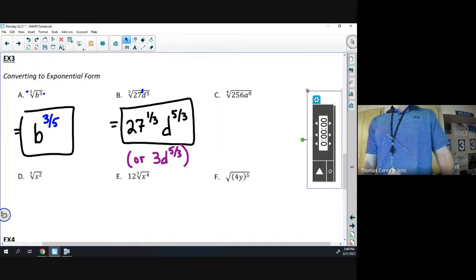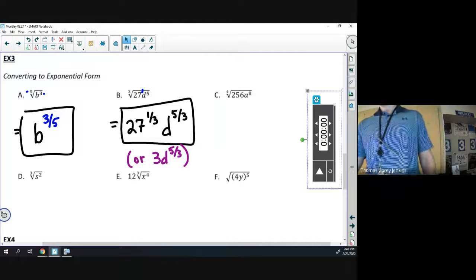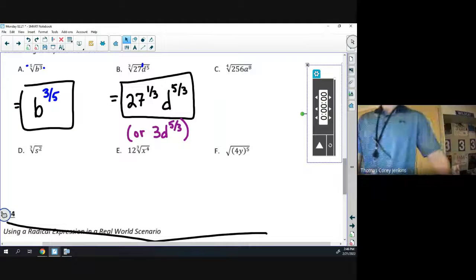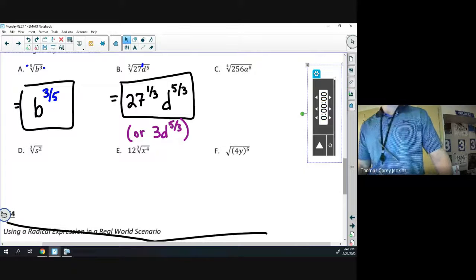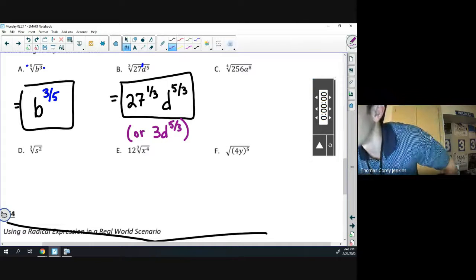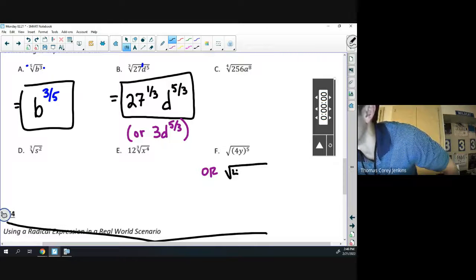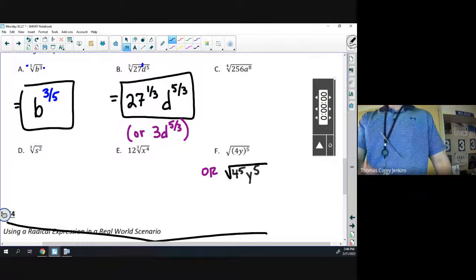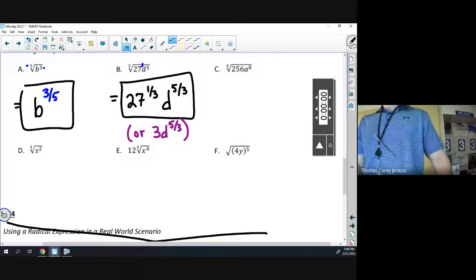All right, and then I'm going to skip C because it's a lot like B, and let's maybe look at how F is a little bit different. Okay, so with example F, the 5 exponent goes with the 4 and the y, right? So this could also be written as radical 4 to the 5th, y to the 5th, right? So it's good to understand how those parentheses change what we see. Okay. Another tricky thing here is, what is my index?